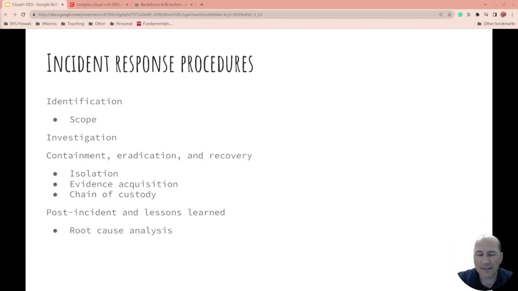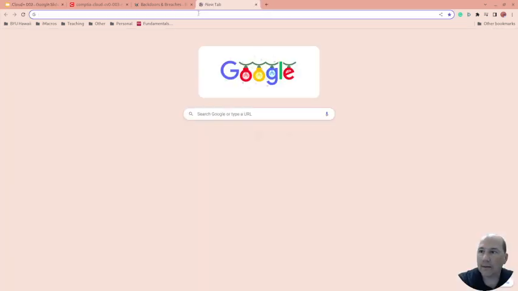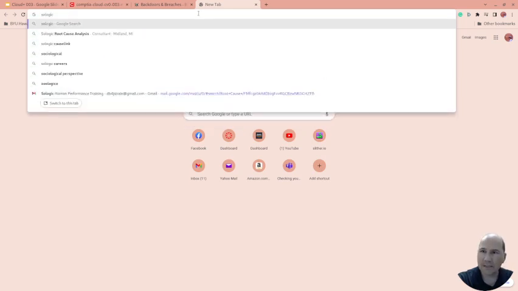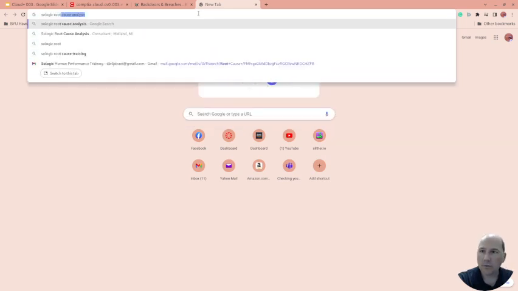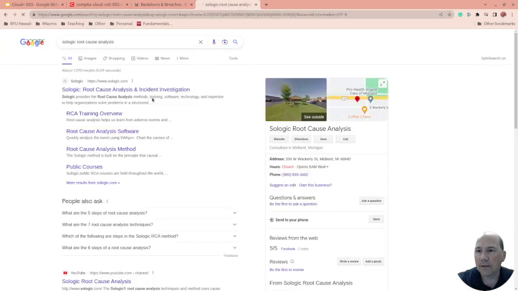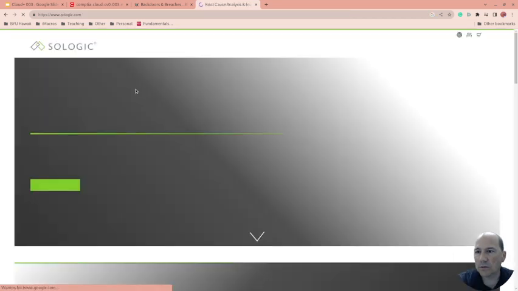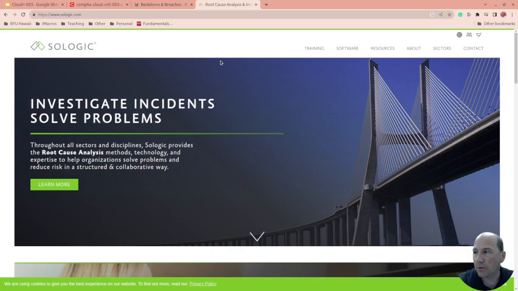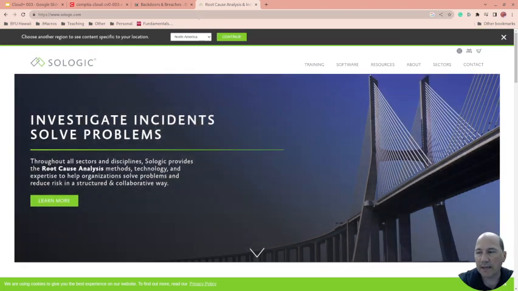Root cause analysis. There's a pretty good group that does root cause analysis. Give me just a sec. I think I can find it for you, because I think it was Logic. Yeah, root cause analysis. This is one that I've been trained on. So just a root cause analysis and investigation. I'll link to them down below as well. They do some trainings. They have their own charting and stuff.